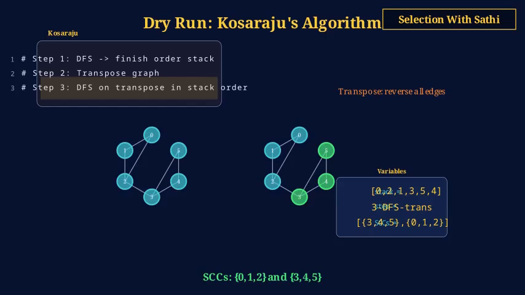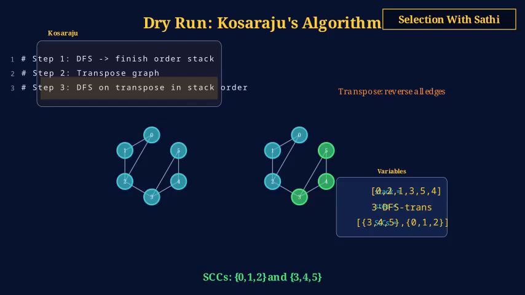Step 3. Pop from stack and DFS on transpose. Pop 6. DFS finds 6 and 7. First SCC is 6, 7. Pop 4. DFS finds 4, 5, 3. Second SCC is 3, 4, 5.